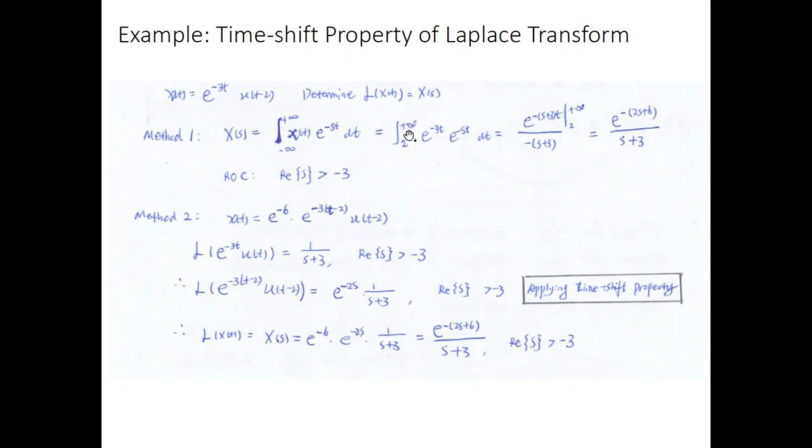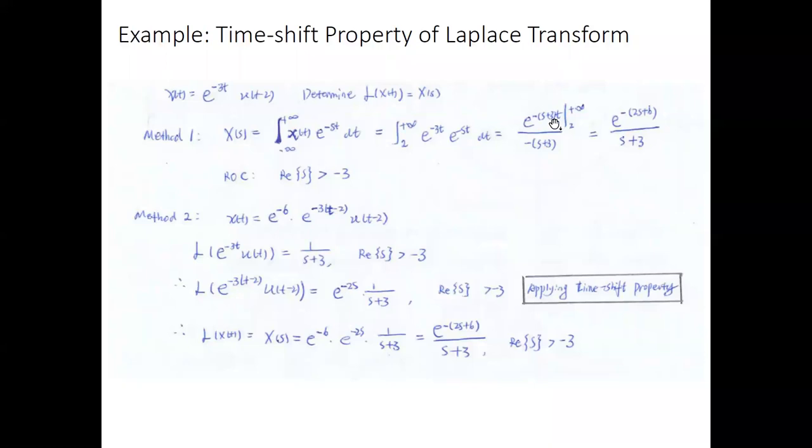And then on this region, 2 to plus infinity, we can just replace x of t with exponential minus 3t without concerning about the u. We merge these two terms together, exponential minus (s plus 3)t. When pulling it outside of the integral, we need an additional factor on the denominator. And taking the upper and lower limits on the numerator, notice that as t goes to plus infinity, the limit only exists when the real part of s is larger than minus 3. In other words, when the real part of s plus 3 is positive.